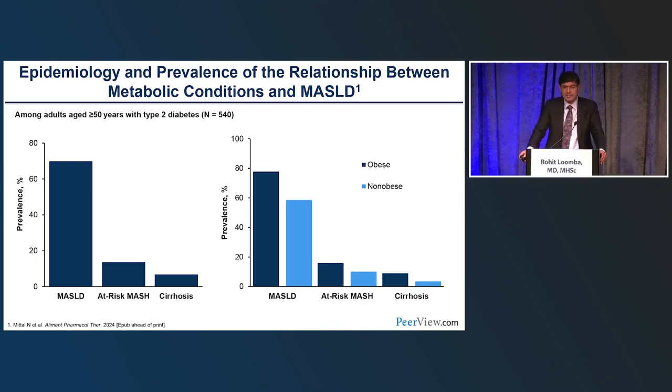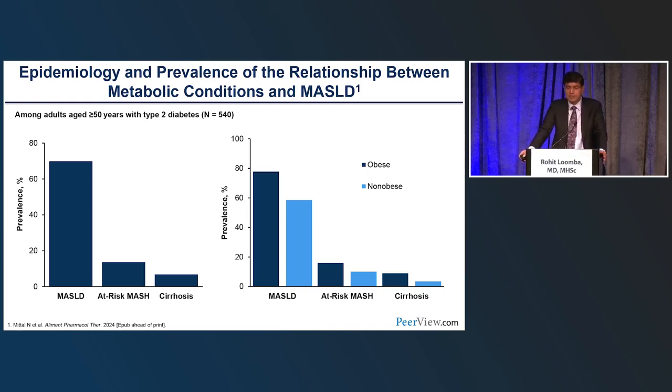This is looking at patients who have type 2 diabetes and risk for MASLD, at-risk MASH, and cirrhosis based upon an epidemiologic study conducted at UC San Diego. To the left, I'm showing you prevalence of MASLD is 70%, at-risk MASH is about 15%, and we also see cirrhosis in our patients who are unaware of presence of cirrhosis.